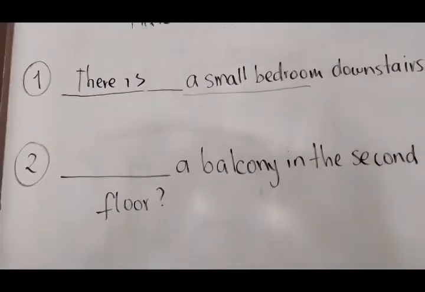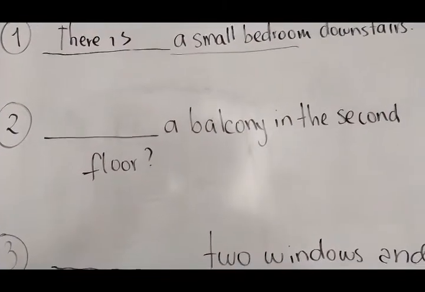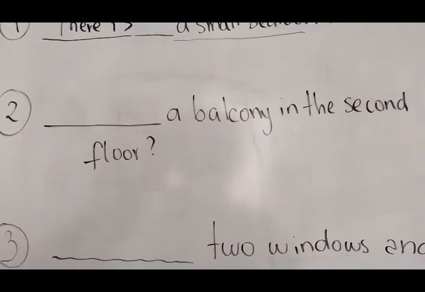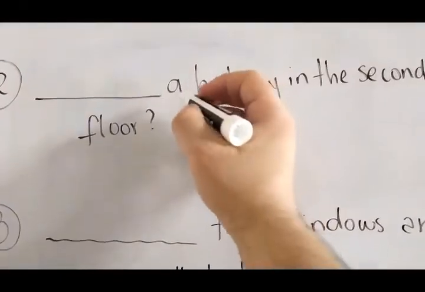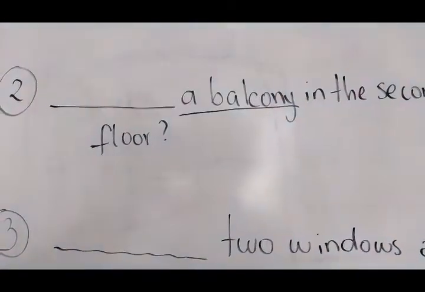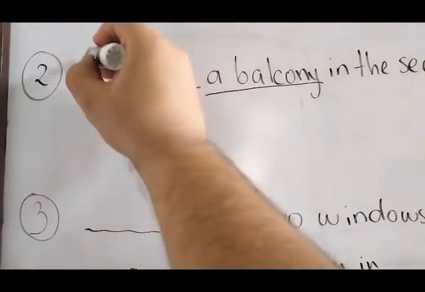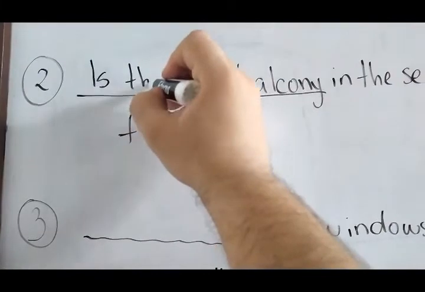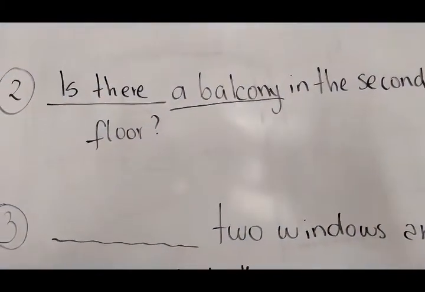Number 2 is a question. A balcony in the second floor. Ya de una vez identificamos que es una pregunta. Vendría is there o are there. Vamos a ver, están preguntando por un balcón, uno solo. So that is singular. In this case, we use is there. Hay un balcón en el segundo piso.